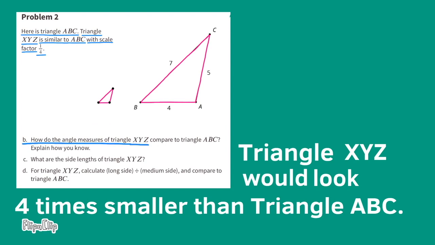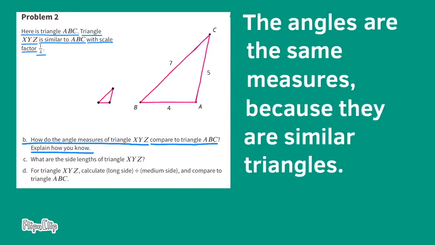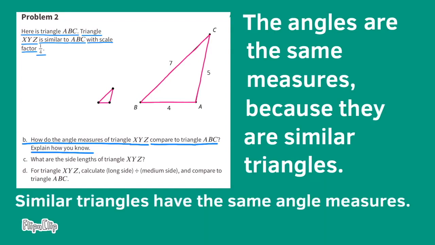B. How do the angle measures of triangle XYZ compare to triangle ABC? Explain how you know. The angles are the same measures because they are similar triangles. Similar triangles have the same angle measures.